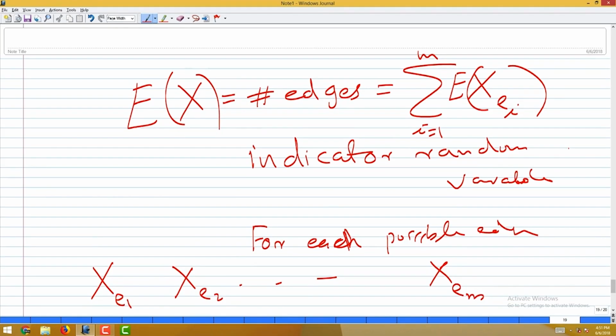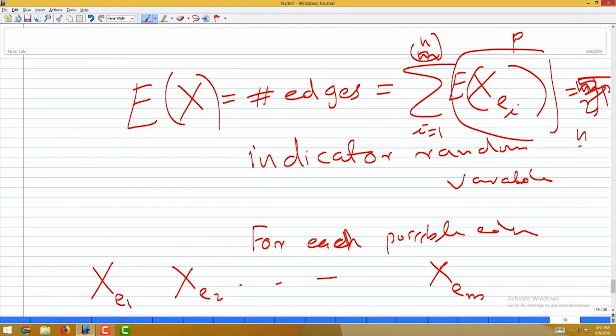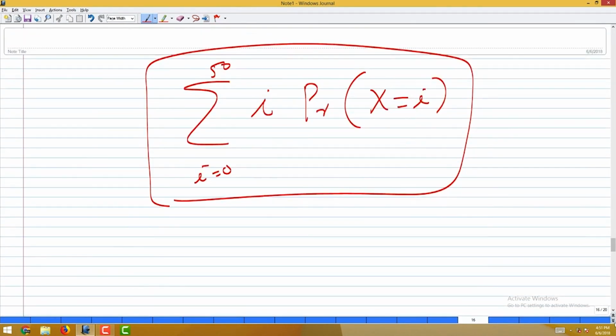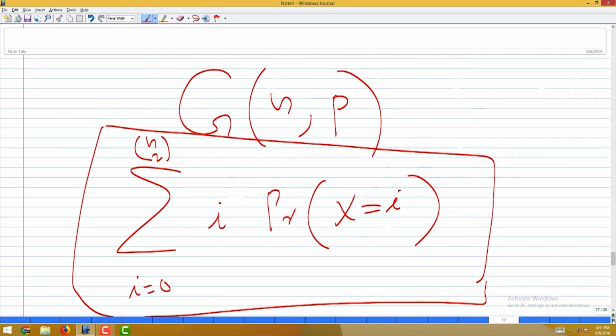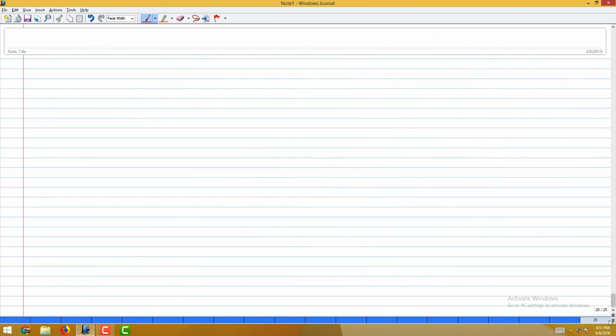The X_c will be set to 1 when that edge appears, and that edge appears when the coin tossed gives a head. That means p is the probability. So for each of these, the probability will be p. M is n choose 2, right? So n choose 2 times p will be the expected number of edges.